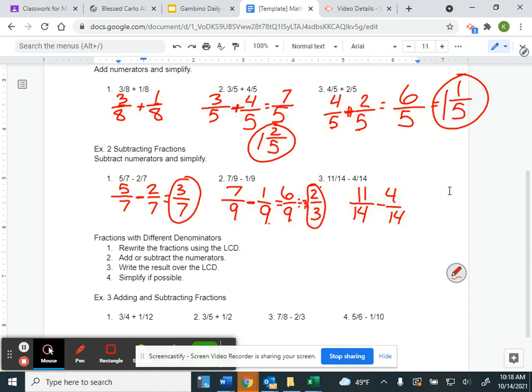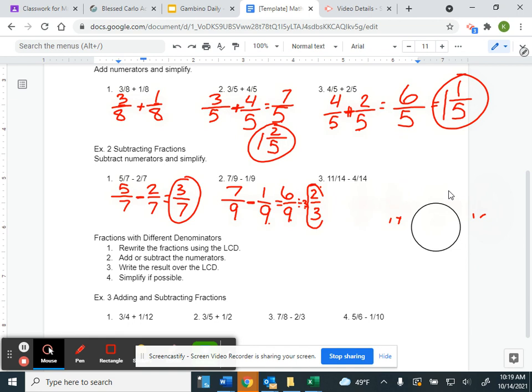So 11 minus 4 is 7/14, and the denominator stays the same. Am I done, Peyton? No, you're not. What can I divide out? You can divide a 2 out of it. 7 is odd. Oh, okay. So a 7. I can divide both by 7. 7 divided by 7 is 1. 14 divided by 7 is 2. Am I done? Yes, that is as small as we can get.